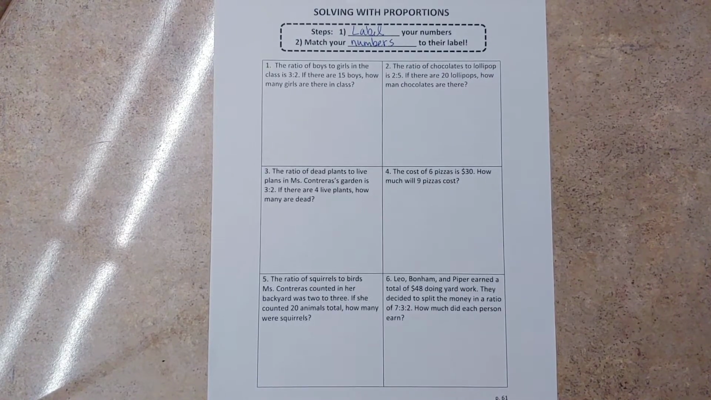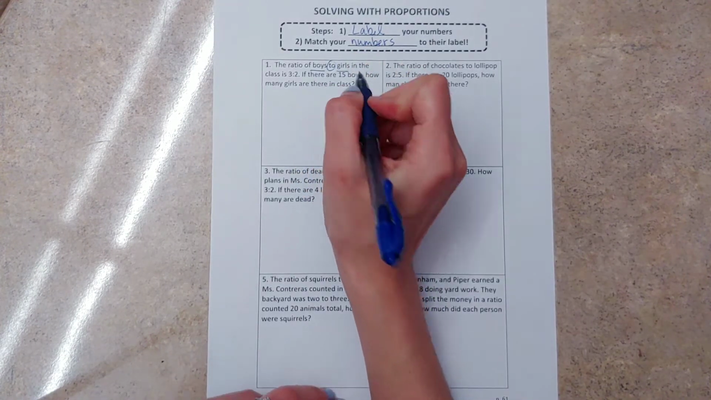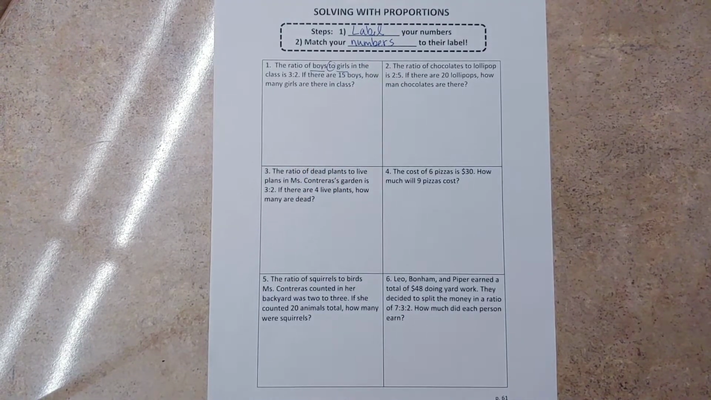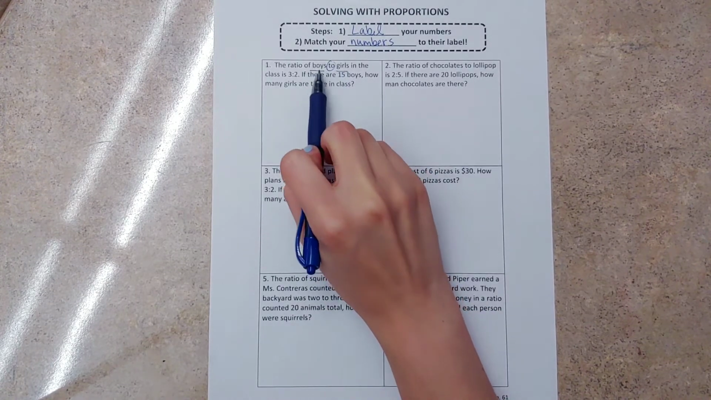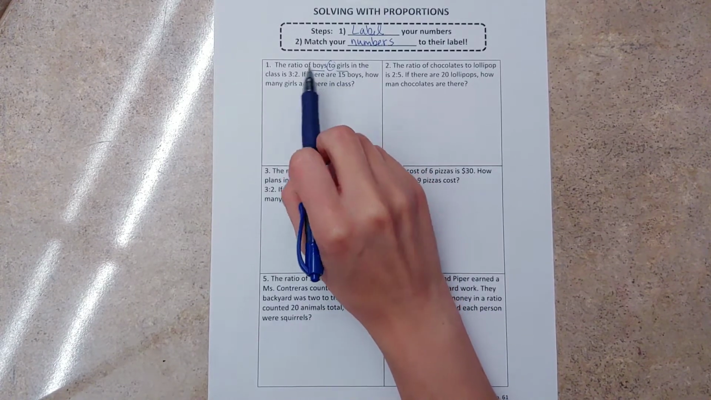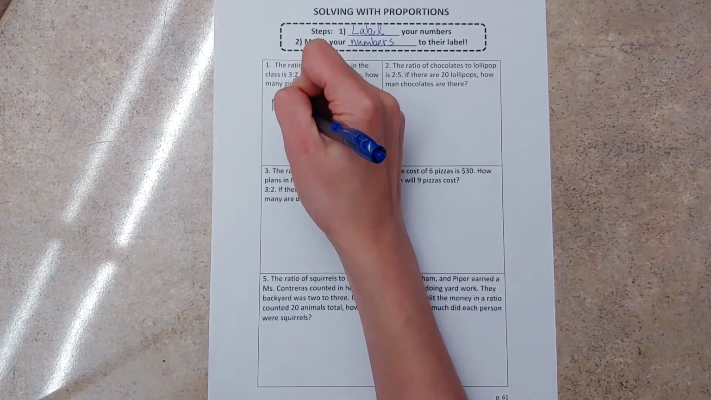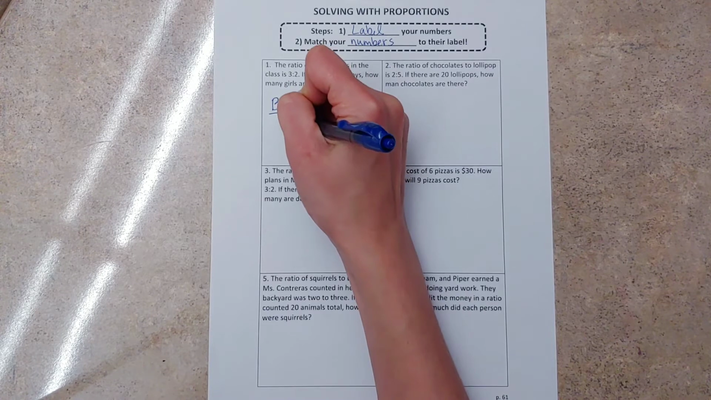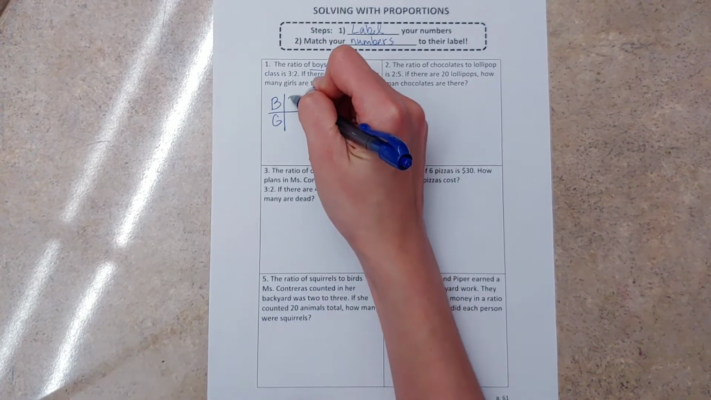All right, so our first example, we have the ratio of boys to girls. The ratio of boys to girls in the class is 3:2. If there are 15 boys, how many girls are there in class? Okay, so again, boys to girls, the order is incredibly important. Boys came first, so that's going to represent our 3. So we've got boys to girls, just like we had with ratios, is 3:2.